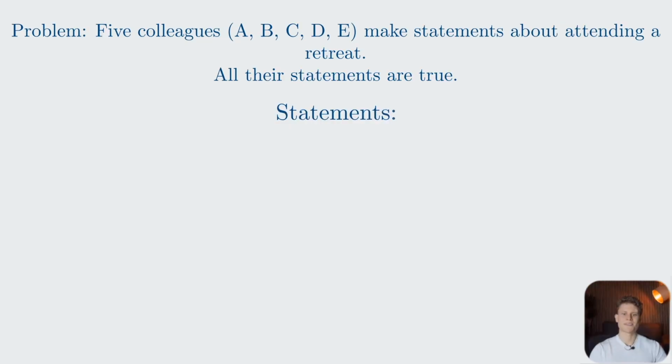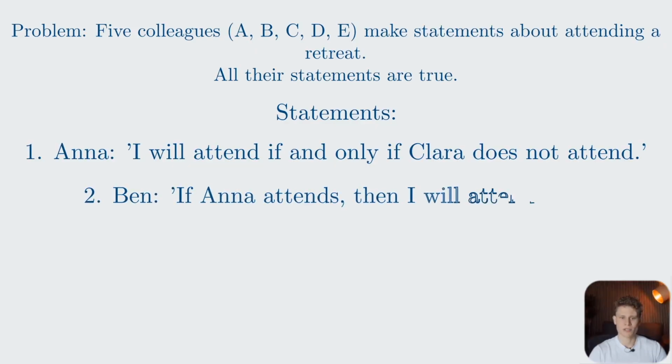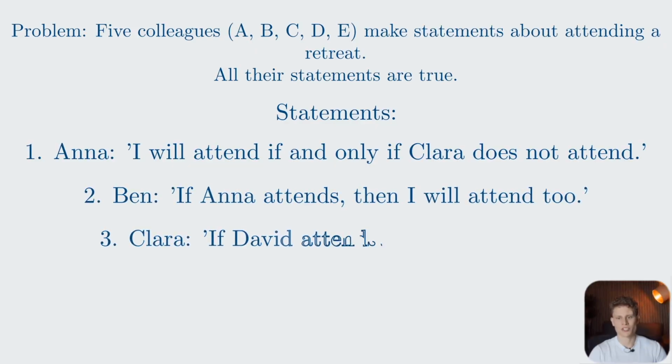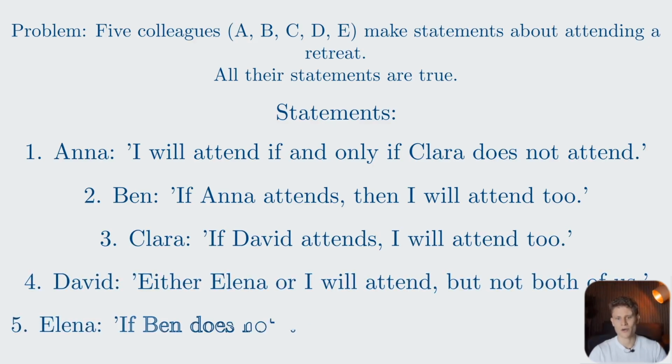The statements are: Anna says she will go if and only if Clara doesn't. Ben says if Anna goes, he will go. Clara says if David goes, she will go. David says either he or Elena will go, but not both. And finally, Elena says if Ben doesn't go, she won't go either.